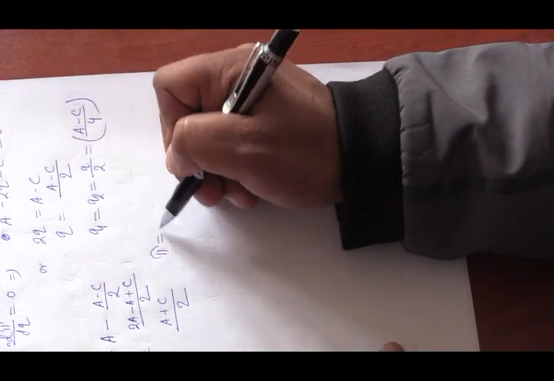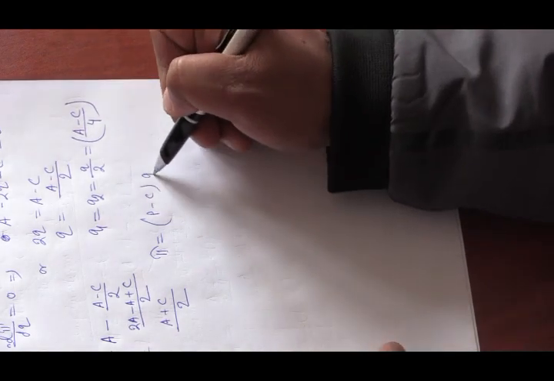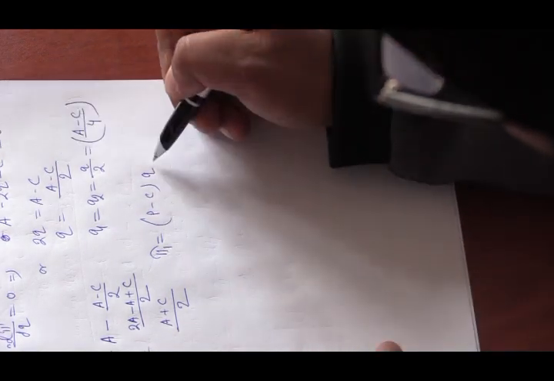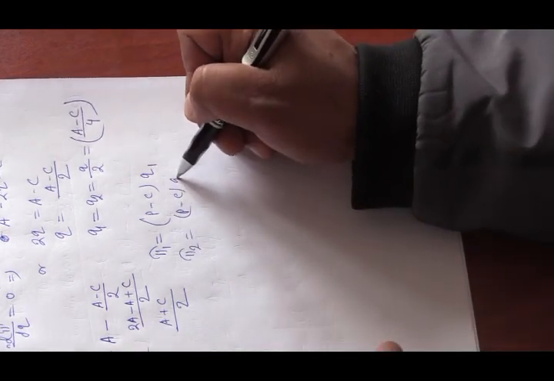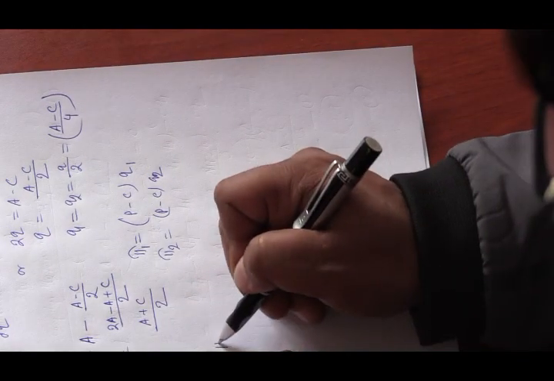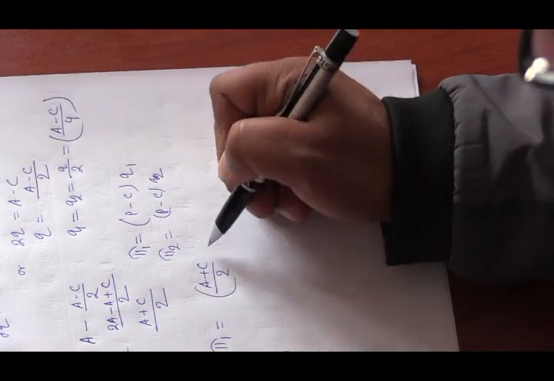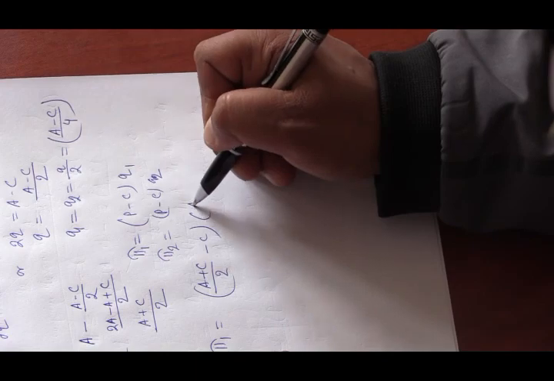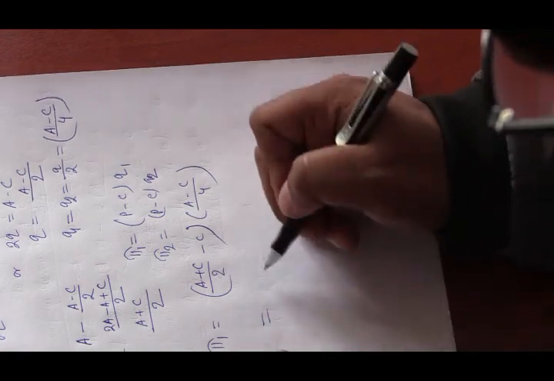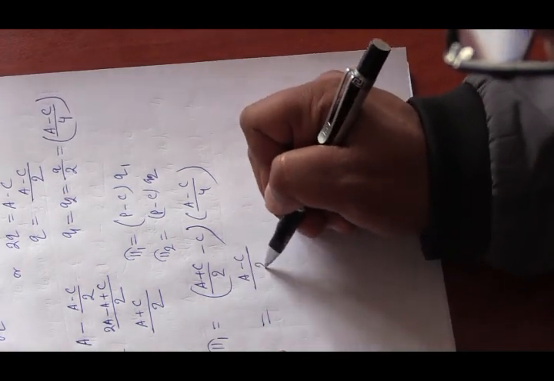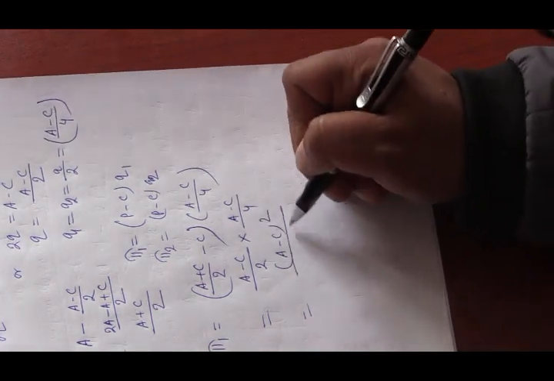And what will be the profit? Profit 1 will be (P minus C) into Q1, and profit 2 will be (P minus C) into Q2. So in both cases profit will be the same. So pi 1 will be equal to (A plus C)/2 minus C, multiplied by (A minus C)/4. So what will this be? It will be (A minus C)/2 multiplied by (A minus C)/4. So (A minus C) whole square by 8.